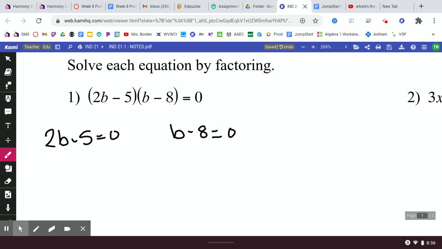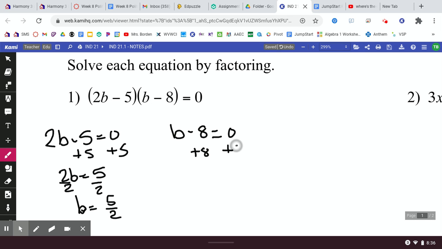So in this case, we're going to add 5 and add 5, and we get 2b equals 5, and then you divide by 2 and divide by 2, and you get b equals 5 halves. My handwriting is kind of atrocious today. And then you work them as two separate equations. So then we go over to the other one, and what do we need to do to get b by itself on this one? Well, we add 8 and we add 8. And so we get b equals 8.